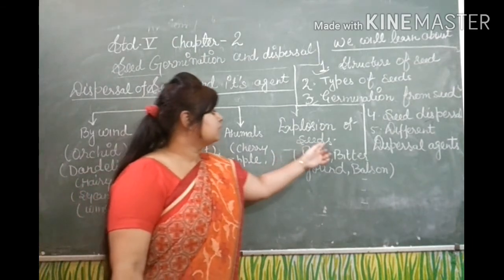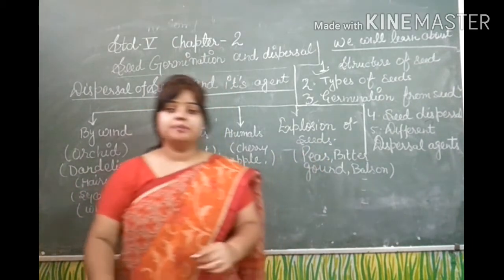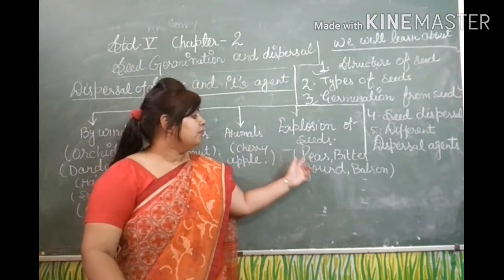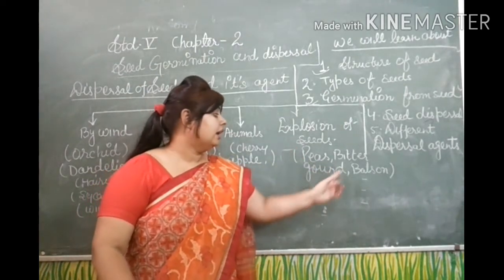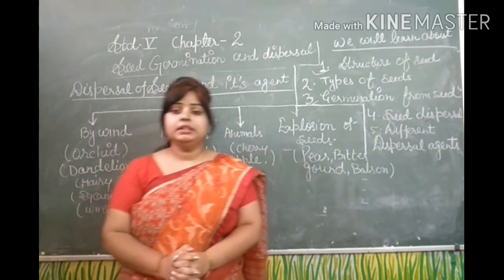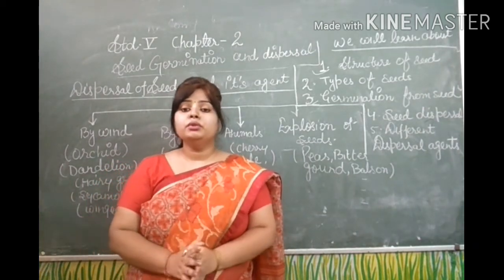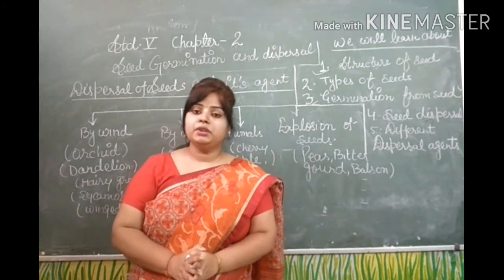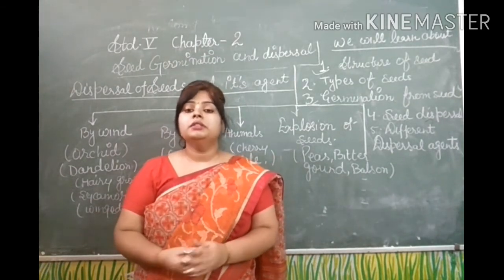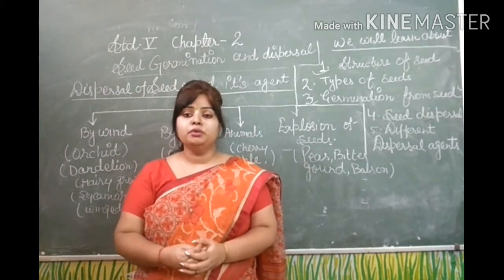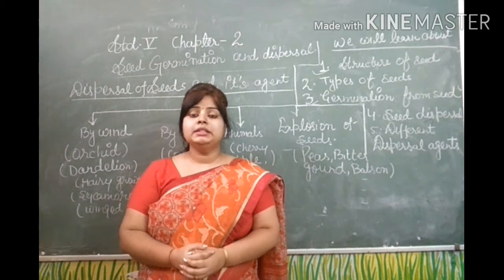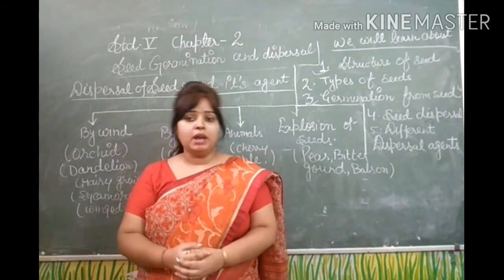The last one is explosion of the seeds. Explosion of the seed applies to peas, bitter gourd and balsam. There are different types of seeds. When the fruit is matured, after maturing it bursts out, and the seeds inside this fruit or vegetable fall off in different places and give rise to a new plant.